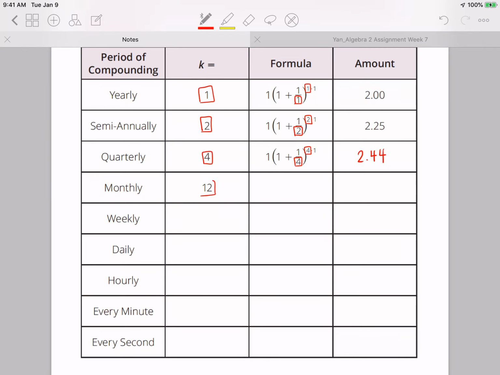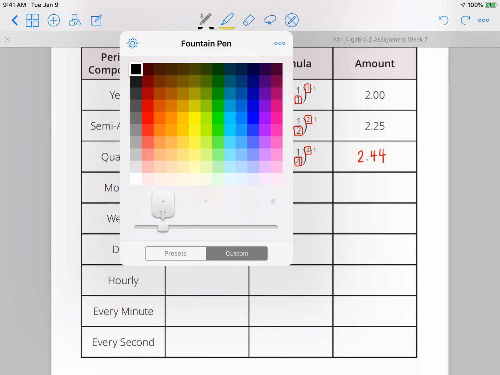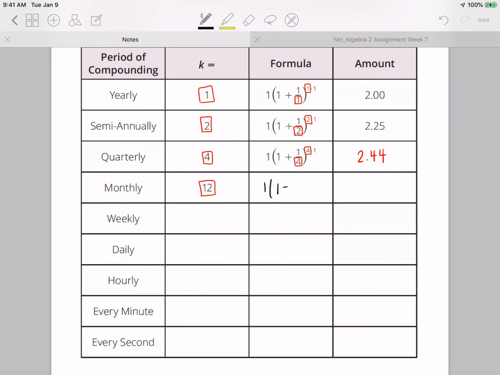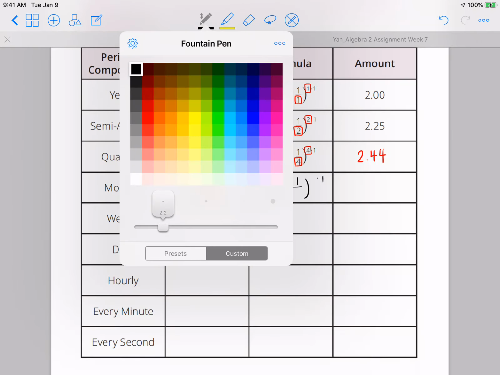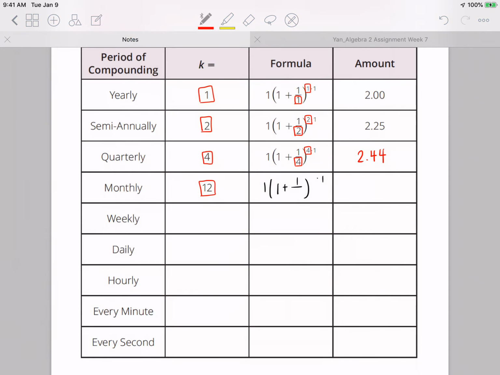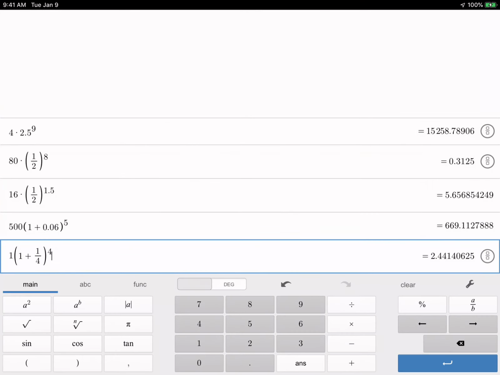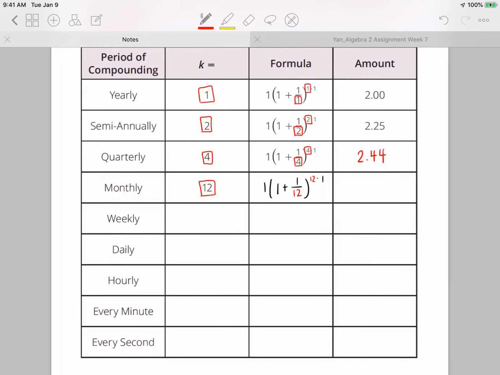Next one, monthly is 12. So I'm going to set up everything. It'll be 1 plus 1 over 12, and 12 would be all here. So this would be 12, and this would be 12. It'll be $2.61.